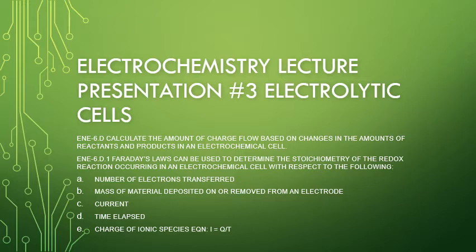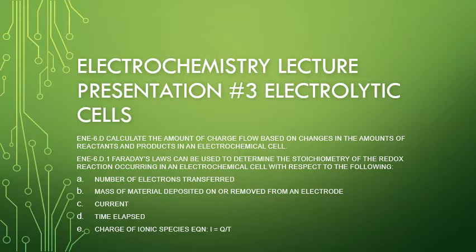So electrolytic cells, again, are the non-thermodynamically favored processes. They are processes that will require an external power source in order to create that electrochemical cell. In this video, you'll learn how to calculate the amount of charge that flows based on the changes in the amounts of reactants and products in an electrochemical cell.